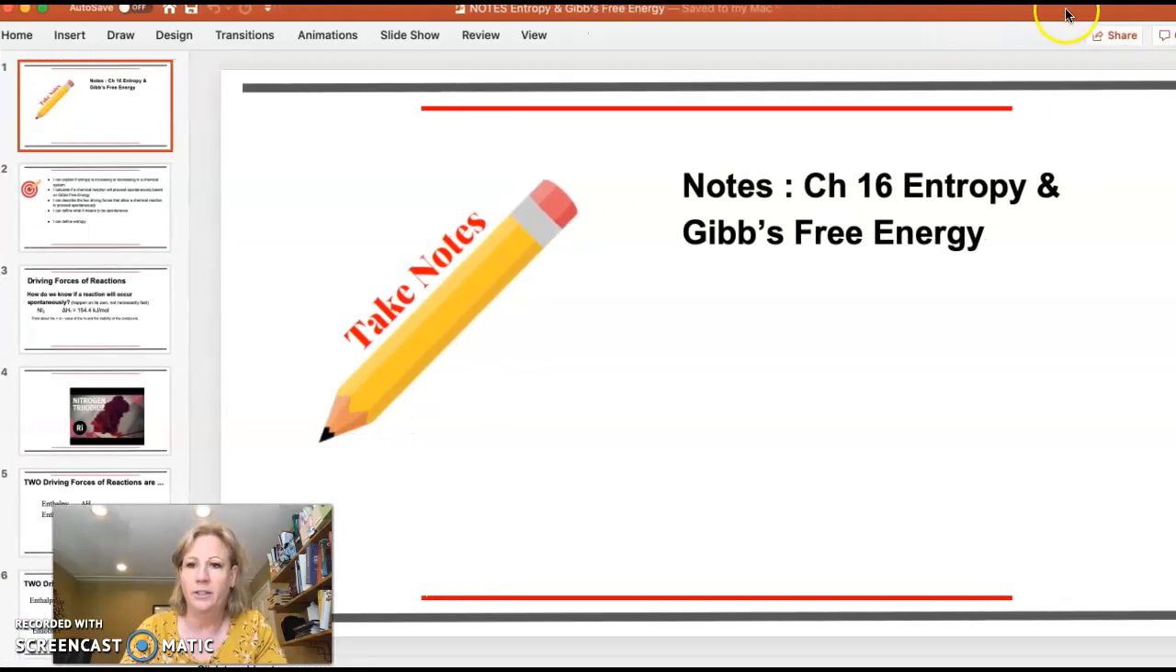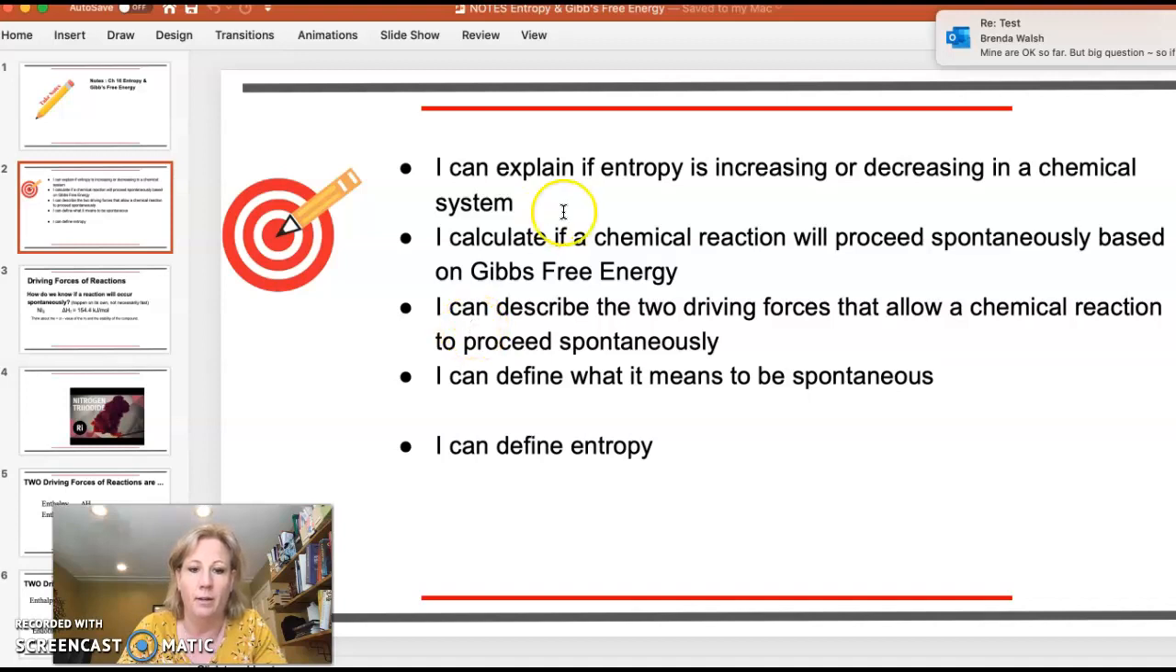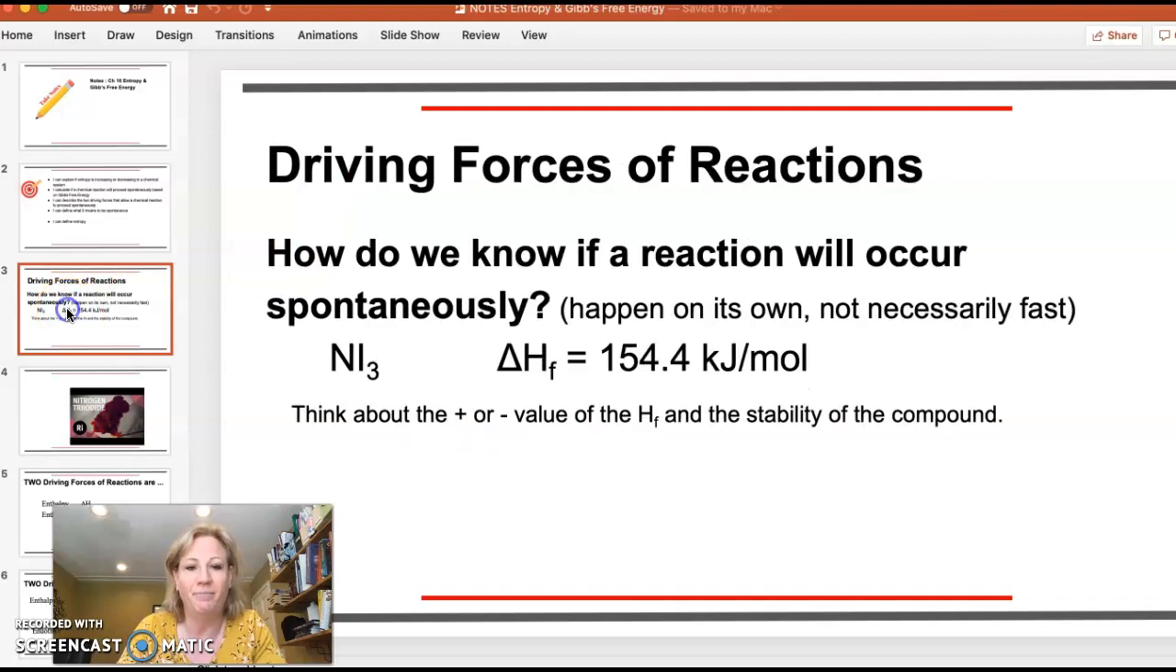Hi, this is a lecture on entropy and Gibbs free energy. So these are our learning targets. We're going to be able to understand what entropy is and then look at whether it's increasing or decreasing in any system. We're going to look at what the driving forces are and whether or not a reaction is spontaneous, and then ultimately we will be defining and calculating Gibbs free energy.